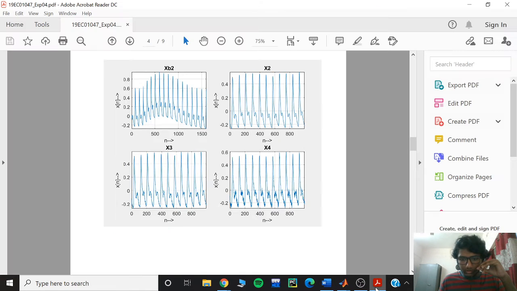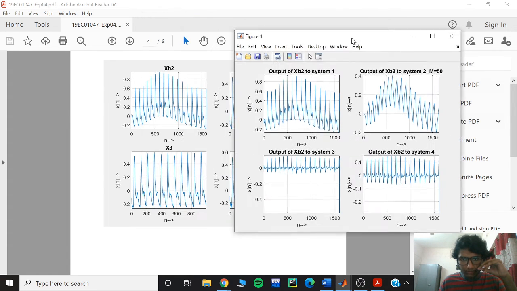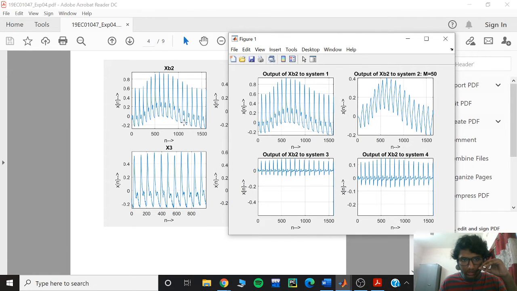Now if you observe closely over here, this is the input signal xb2, and this is the output signal of xb2 when passed through systems S1, system 1 and system 2, and this is the output for system 3 and system 4. If you observe, for system 1 and 2 only the low frequency components are passed, and in system 3 and 4 only the high frequency components are passed.